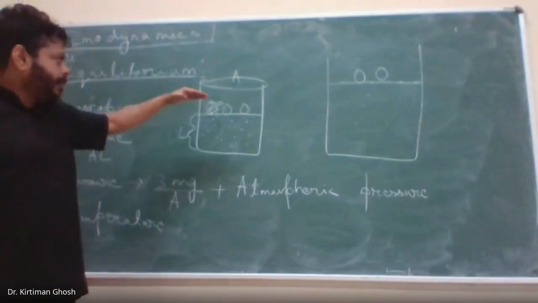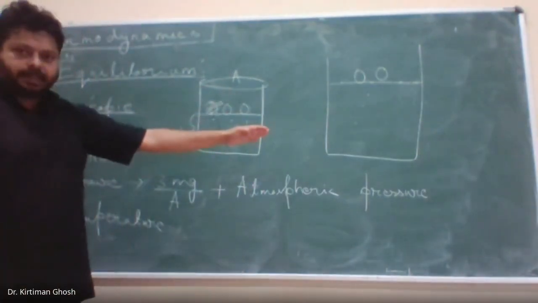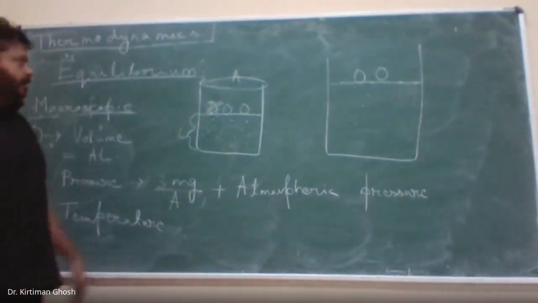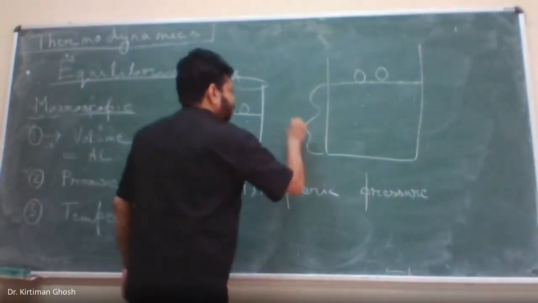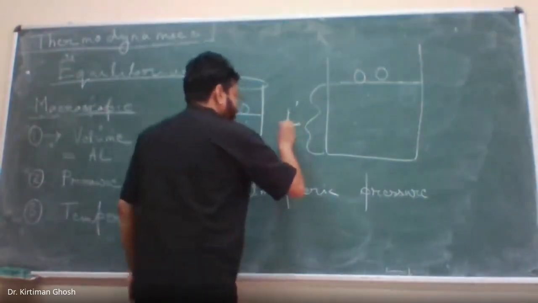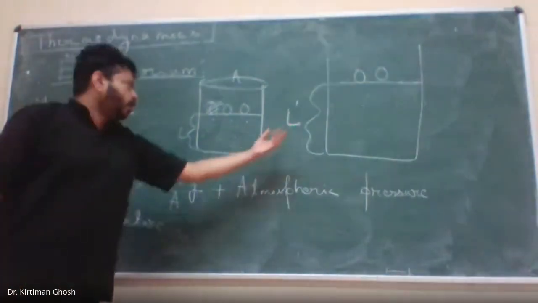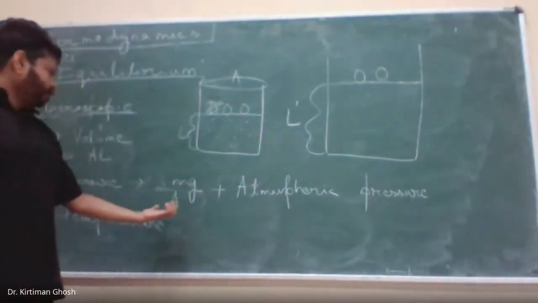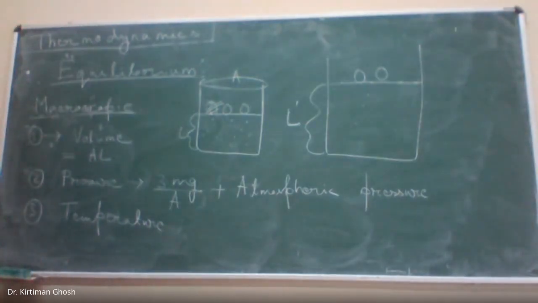And during that time, there will be a turbulent motion of the gas molecules inside this system. If I wait a sufficiently longer amount of time, I will see that the piston will come to a steady state. Let us call that L prime, which will not change after sufficiently long time. So that will be my new volume, L prime times A. The new pressure will be 2 mg by A plus atmospheric pressure. There will be some new temperature.